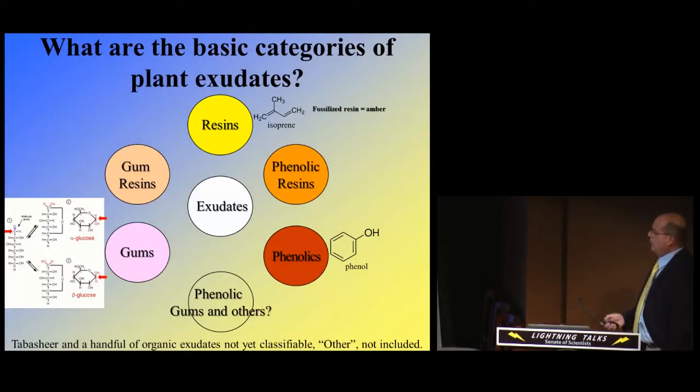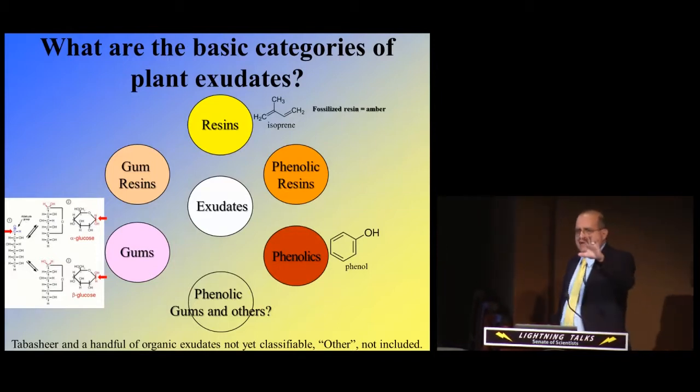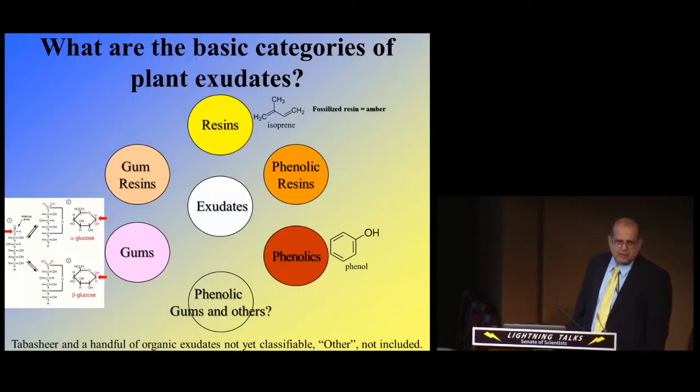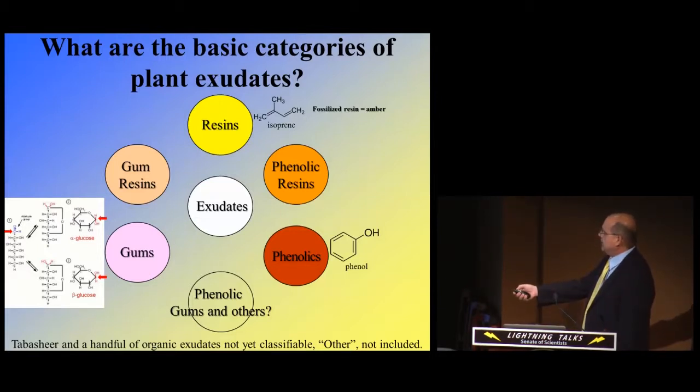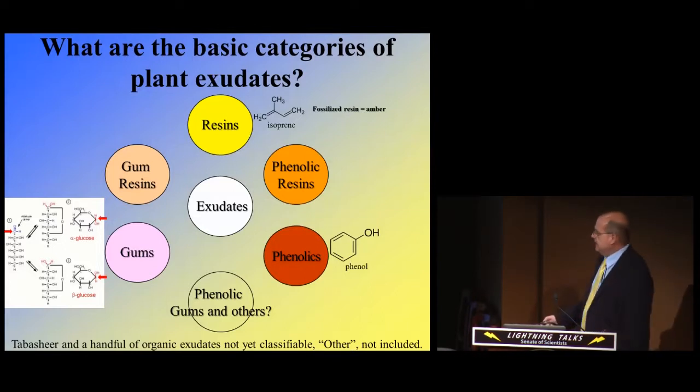So plant exudates are a set of generally organic chemicals that plants ooze, generally out of their bodies. There are three major kinds of plant exudates. First one, resins. Fossilized resin is amber. Second, phenolics. Third kind, gums. As far as I am aware, neither phenolics nor gums have survived deep time.